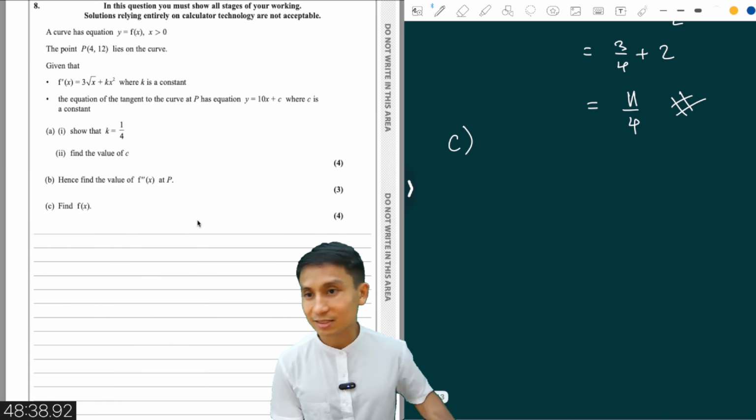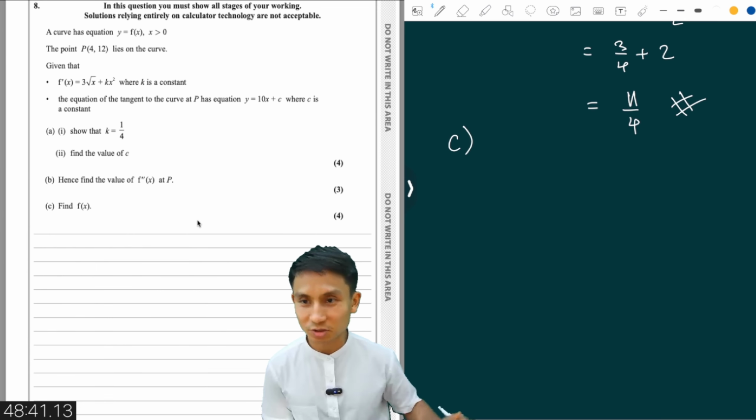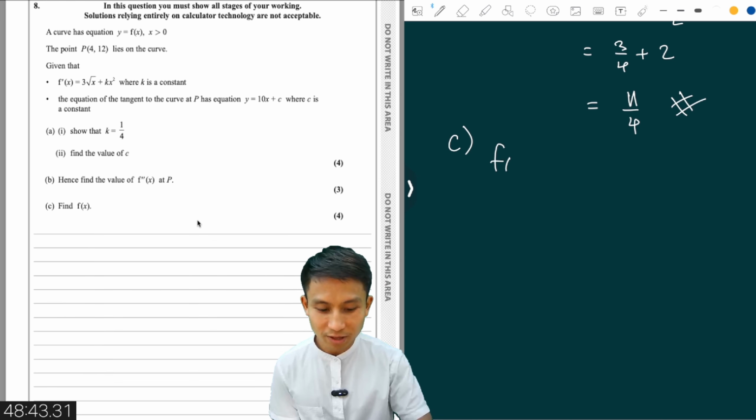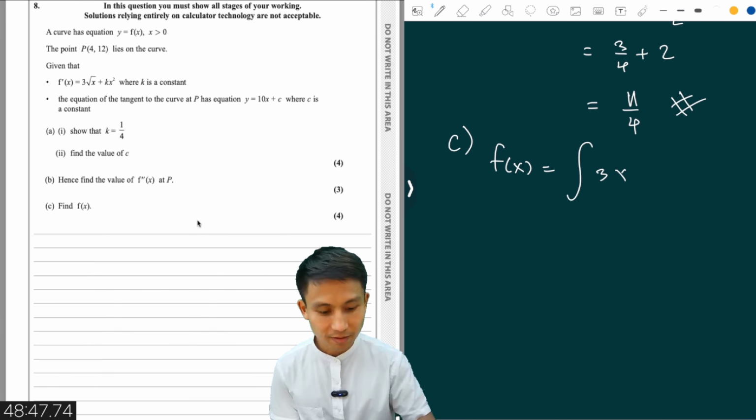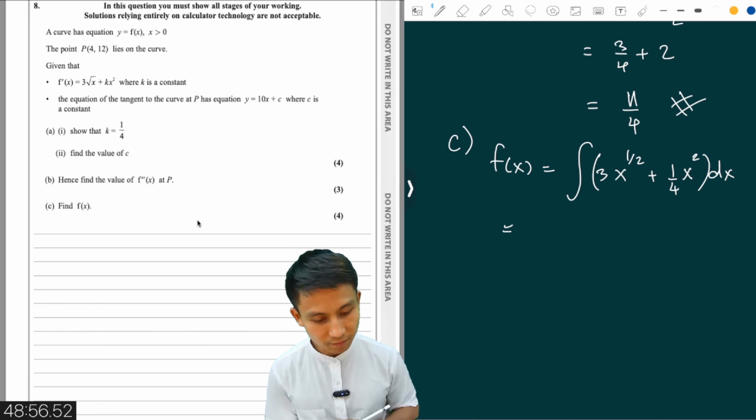Find f(x). All right, just the function there. So now we need to integrate. So f(x) is just the integral of f'(x), and you're just going to take that form. k is already a quarter there. Yeah, just that. And there is a constant, of course.